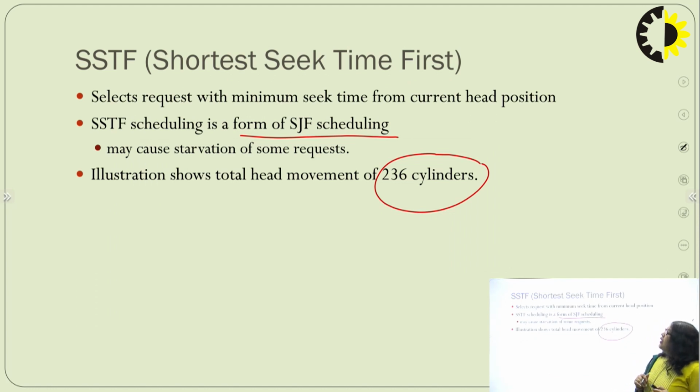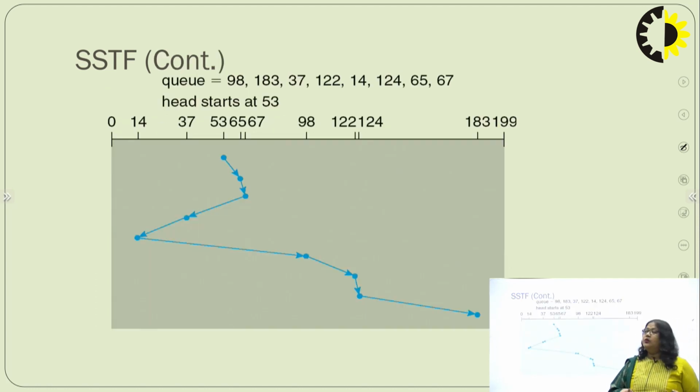Now how do we do the SSTF algorithm, and how do we start? We start with the head start position of 53. In this algorithm, the numbers we want to search from the disk are 98, 183, and so on. But in this algorithm, we just find the minimum number from the head start.